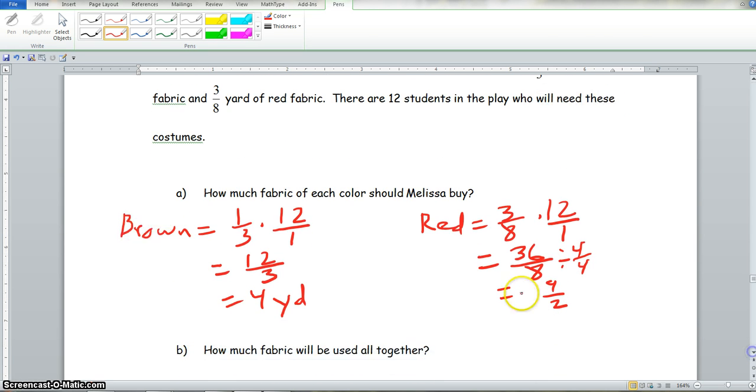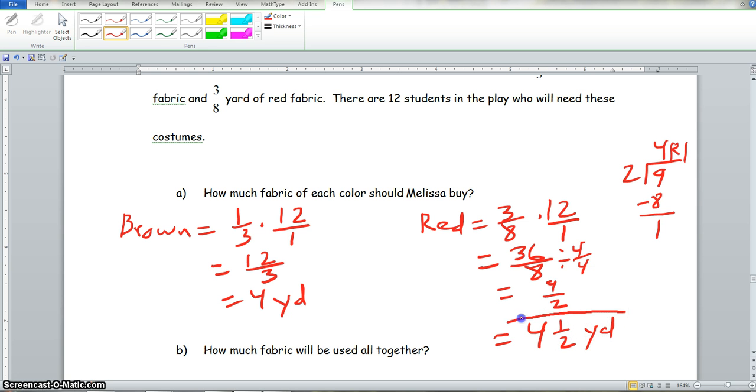So that's 9/2. Now we can write this as a mixed number, so let's do that. We would take 2 into 9. 2 goes into 9 4 times. 4 times 2 is 8, and we'll have a remainder of 1. So your final answer would be 4 and 1/2, 4.5 yards. And that's how much is needed for the red fabric and how much is needed for the brown.